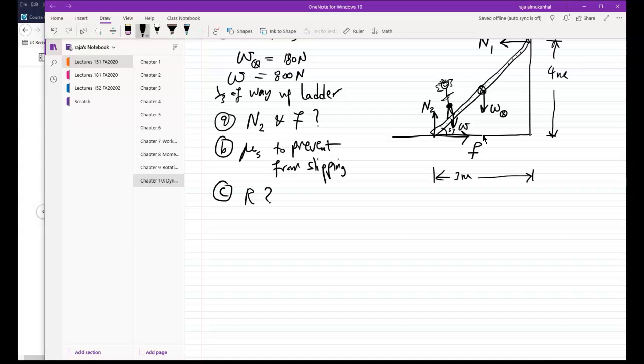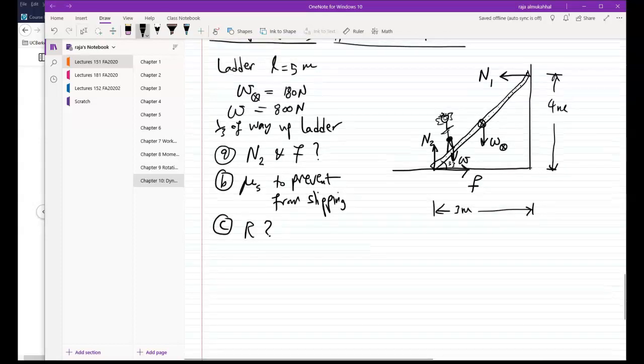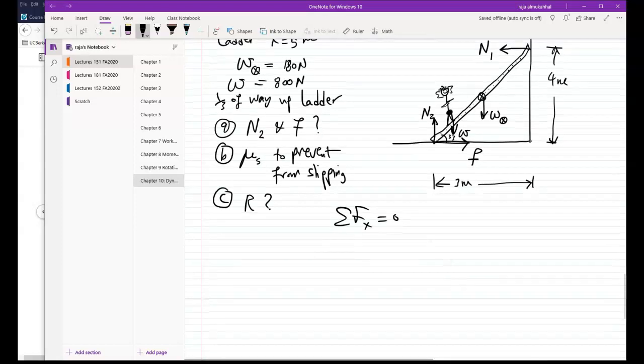So let's start with the good news about this problem: there are no angles, as you can see. They're all either in the x direction or in the y direction, which is nice. So let's start with sigma f sub x equals 0. What do we have here? Look at the drawing. Sigma fx is going to be minus N1 plus F equals 0. That's it. I'm going to box this equation. I'll come back to it in a minute.